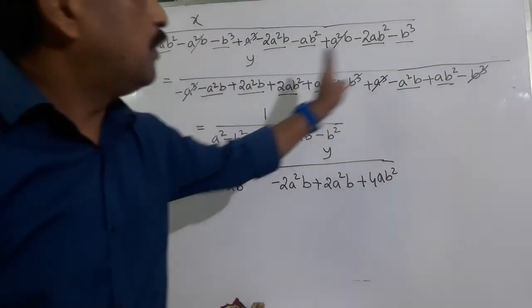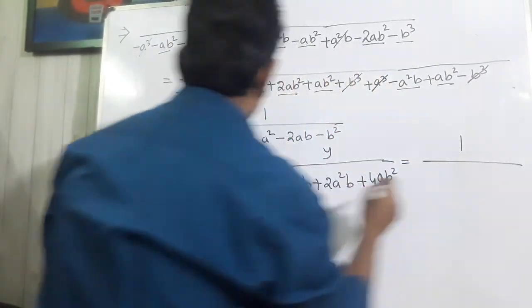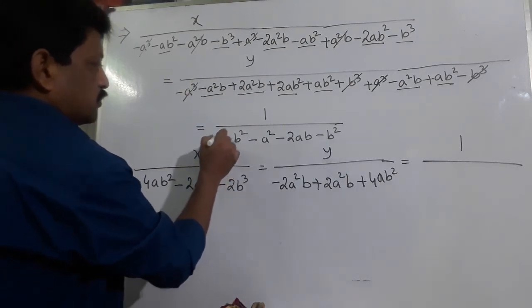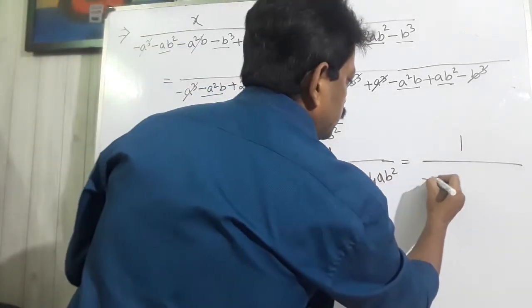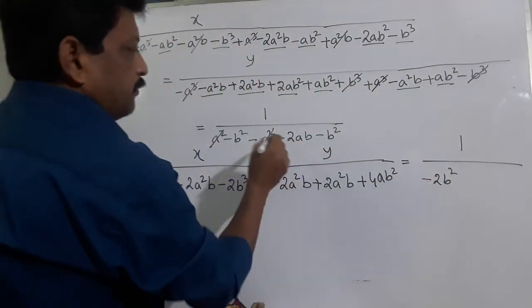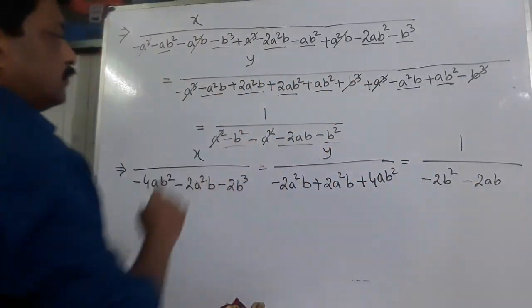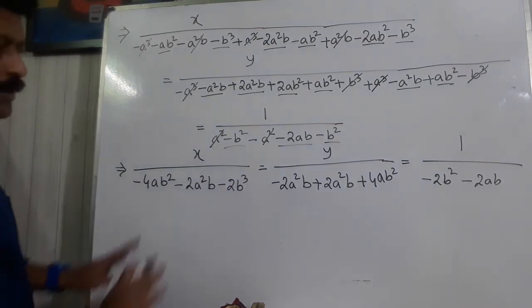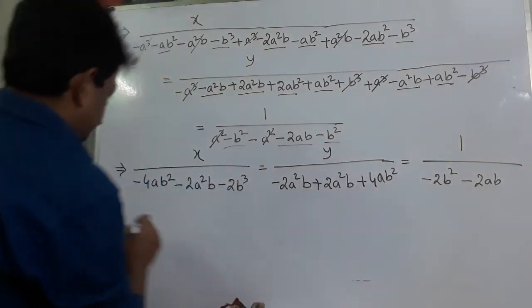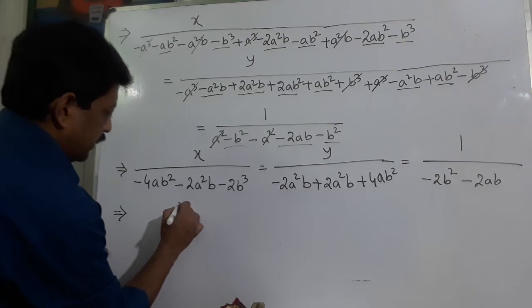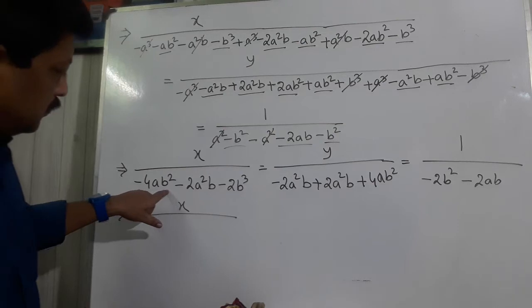I think the whole terms are written, equals to 1 upon, this a square and a square is cancelled, so minus b square and minus b square is minus 2b square and minus 2ab. Here also we have written all the terms. Okay, so after calculation we are getting a little bit shorter length of the line. Now x. So from here all are unlike terms.